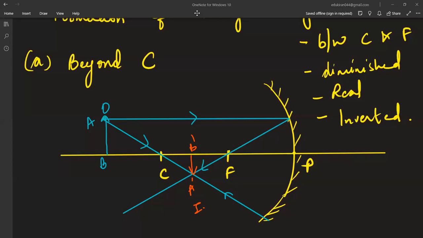Yes, Priya, what's your doubt? Actually, I got the image, ma'am, but it is not exactly in the middle of C and F. It is towards F. It's no problem. It should be between them. Like it should be middle. It's not necessary that it has to be in the middle. I told you it's okay, between C and F. Okay, ma'am.